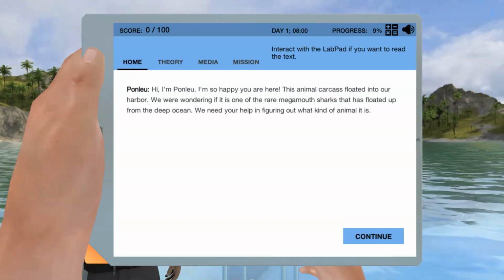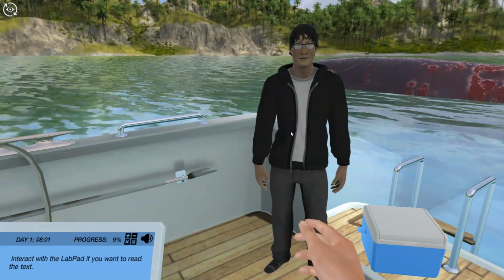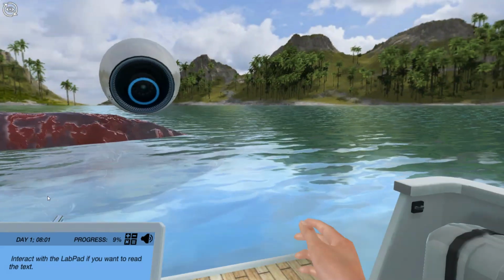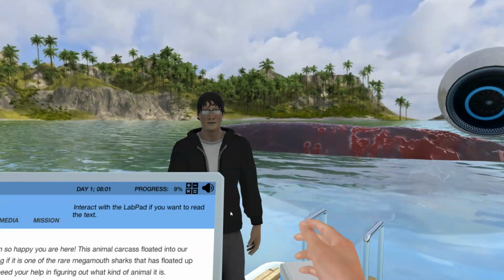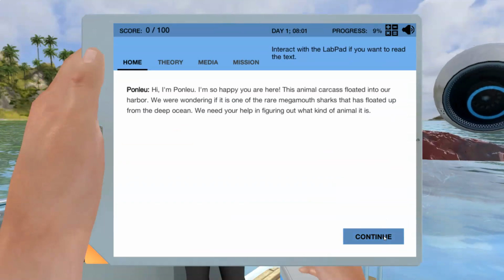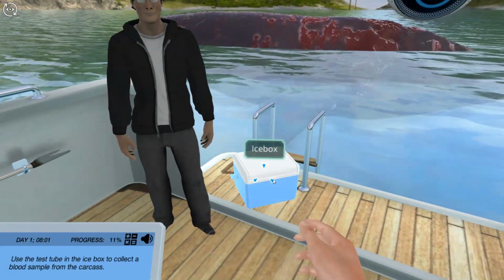Hi, I'm Ponlu. I'm so happy you are here. This animal carcass floated into our harbor. We were wondering if it is one of the rare megamouth sharks that has floated up from the deep ocean. We need your help in figuring out what kind of animal it is. Use the test tube in the icebox to collect a blood sample from the carcass.